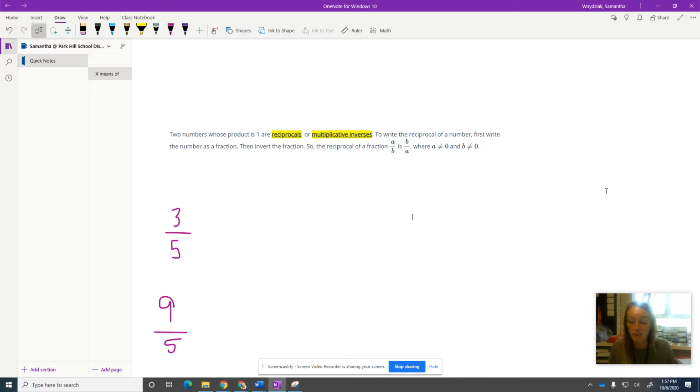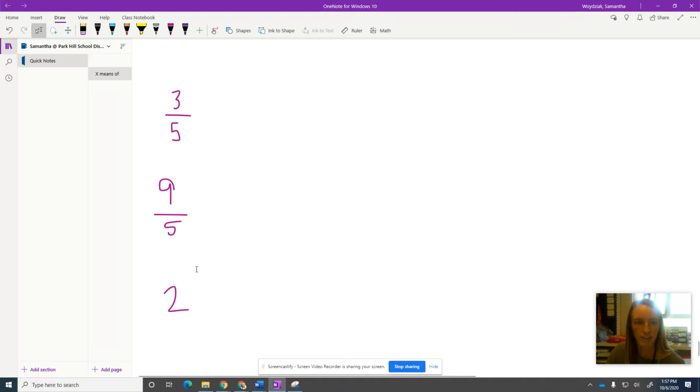We're going to find the reciprocal of a fraction by flipping the numerator and the denominator. So it says right here, the reciprocal of a fraction a/b, give any number you can think of for a and b, would be the opposite, b/a, as long as a and b don't equal 0. So if you see on your sheet, you have 3/5, 9/5, and 2.